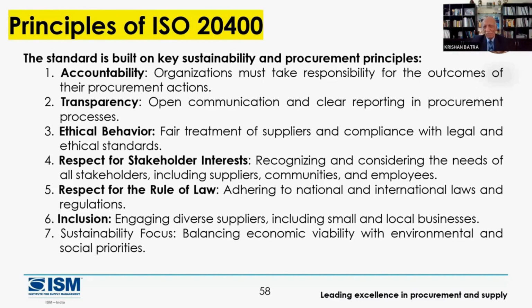Ethical behaviors. So we need to have fair treatment of suppliers and compliance with legal and ethical standards. Respect for stakeholders' interest, respect for the rule of law, inclusion. So we are trying to balance economic, environment, and social. We are not saying, guys, that only 100% I'm looking at the social and environment part. We're looking at all the parameters. We're looking at the price, the greening part, and also the social part. So we could give different weightage. I think I'll show you in the last one how we weightage it.